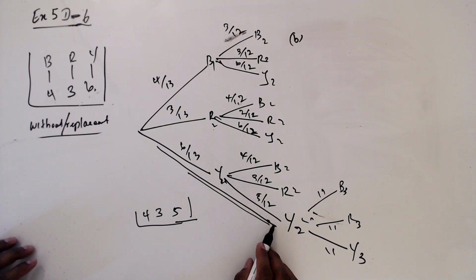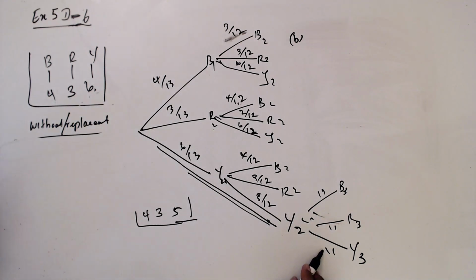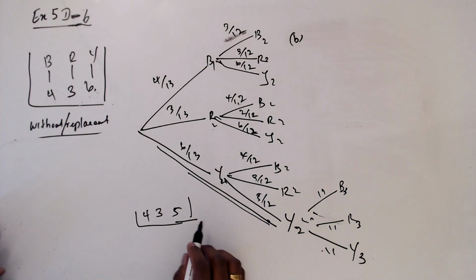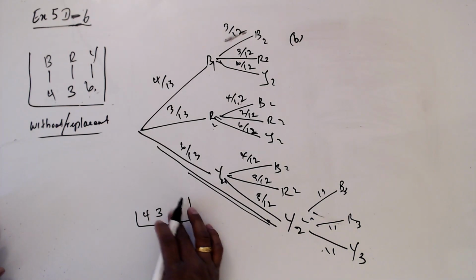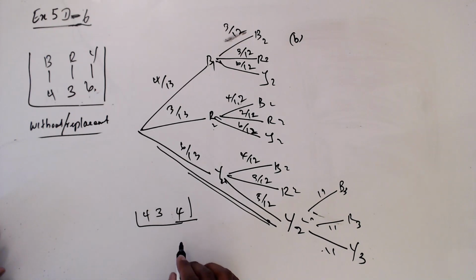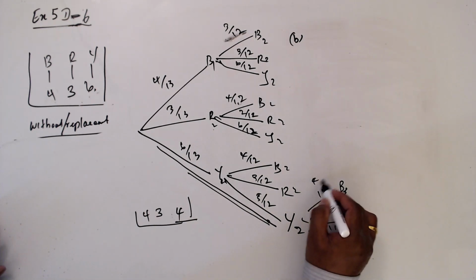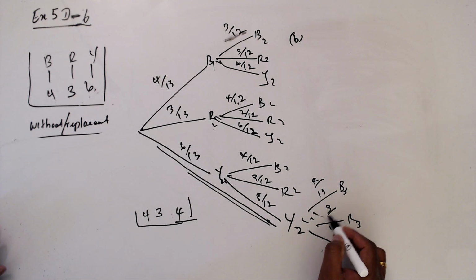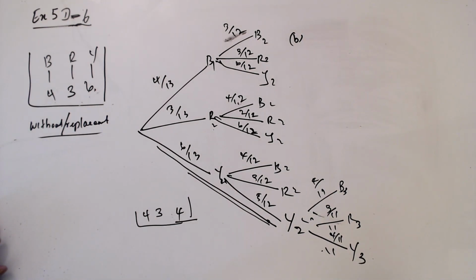Then out of that, we get one more yellow. So we don't replace this one. This 5 becomes now 4. Now this is going to be 4 out of 11, 3 out of 11 and 4 out of 11.